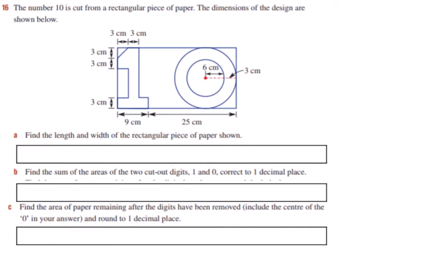Right, question 16. The number 10 is cut from a rectangular piece of paper. The dimensions of the design are shown below. First part, A. Find the length and width of the rectangular piece of paper.